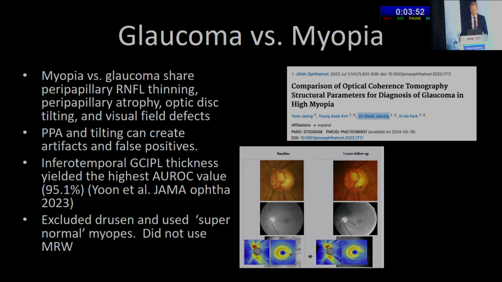This database, and Dr. Azrani did an editorial on this paper too, did exclude patients with drusen. It also used supernormal myopes, meaning that their optic nerves were used as a criteria for inclusion. So, who knows whether this is really the best way to determine myopia versus glaucoma, and we're also doing some work in this space.